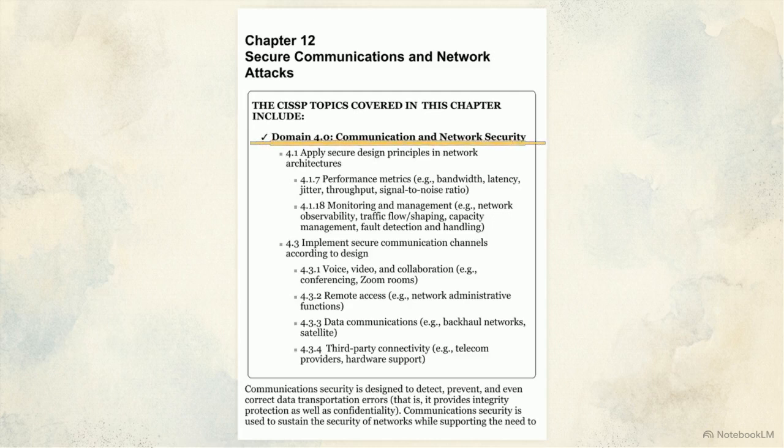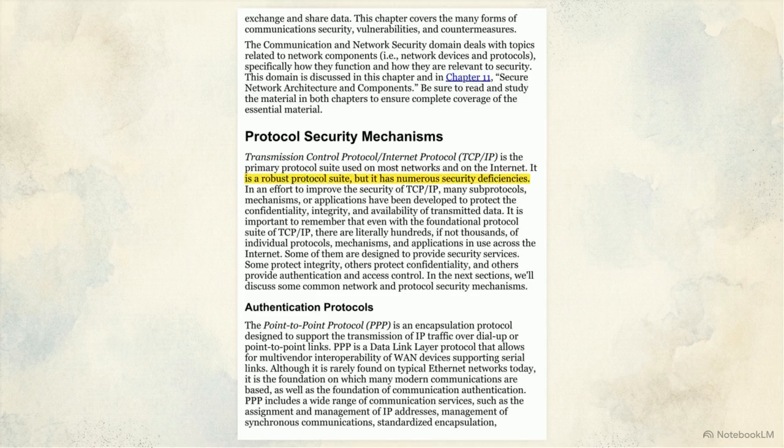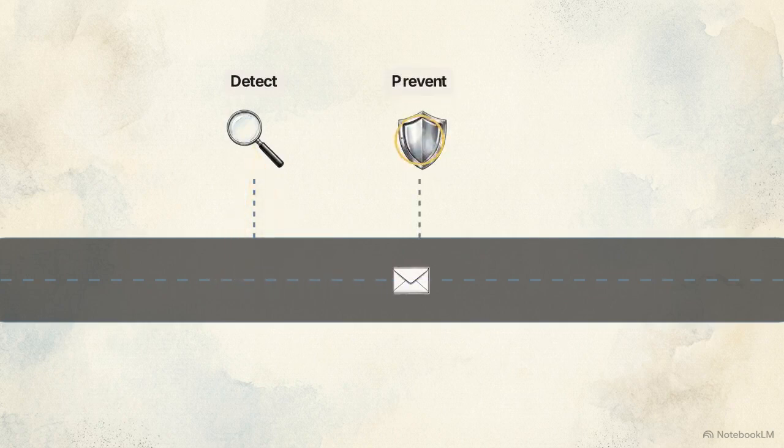Looking at the CISSP Domain 4.0 requirements, the standards for communication and network security dictate strict attention to performance metrics and network monitoring. While TCP/IP is the primary protocol suite for most networks, it has numerous inherent security deficiencies. Protecting the confidentiality and integrity of transmitted data requires the implementation of specific subprotocols. To sustain a functioning network environment, architects build in mechanisms designed to detect, prevent, and correct data transportation errors.